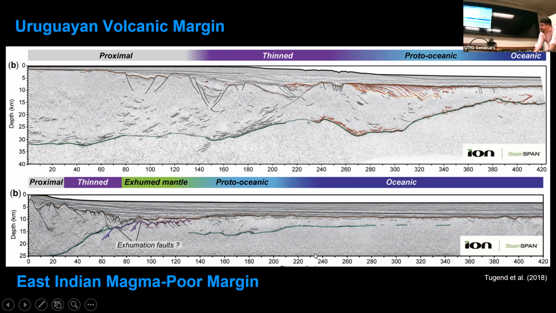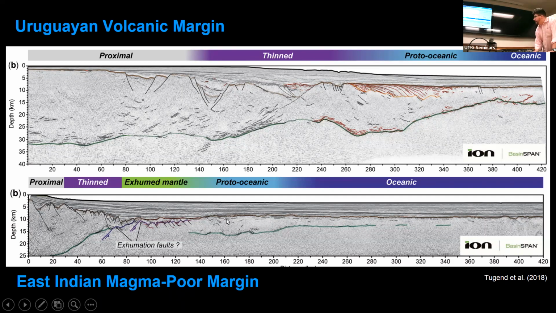And then here's the East Indian Magma-Poor margin, which has very different physical characteristics. You don't have these continentward dipping faults. Actually, you have quite the opposite. They dip towards the ocean. You have this very bright reflector that looks like it's associated with exhumation. It's bringing peridotite or the serpentinized mantle up towards the surface, and then you have a little bit of a volcanic edifice out here, and then you transition into oceanic crust with a relatively shallow Moho down here.